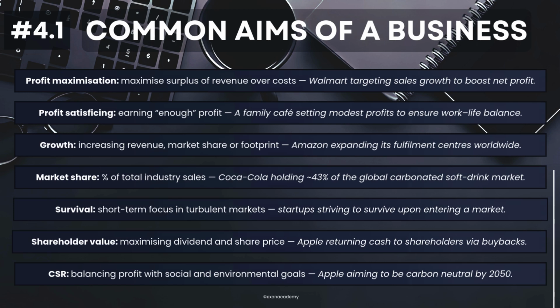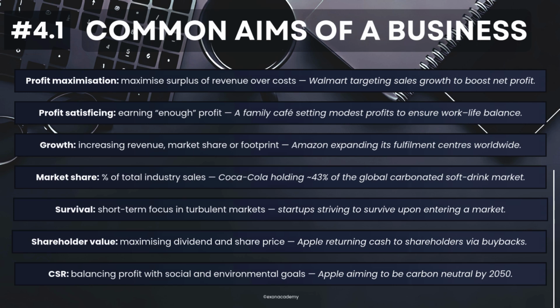Another major goal is growth, whether it's in revenue, customer base, or physical presence. Amazon is a great example of this. It constantly invests in new warehouses and delivery networks to reach more customers and make deliveries faster. Market share is also important. This measures a company's sales compared to the total sales in its industry. Coca-Cola, for instance, controls nearly 43% of the global carbonated drinks market. That tells you how dominant and trusted the brand is.